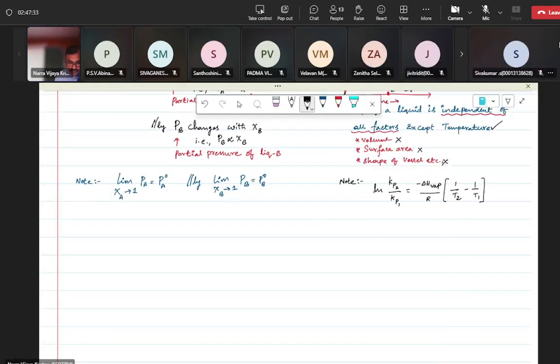Therefore, I am writing PA equal to PA naught into XA, because PA naught is the maximum limit of PA. Accepted or not? Therefore, PA equal to PA naught into XA. Or if you want, we will derive it mathematically also. Understood, no? So PA equal to PA naught into XA. Similarly, PB equal to PB naught into XB.